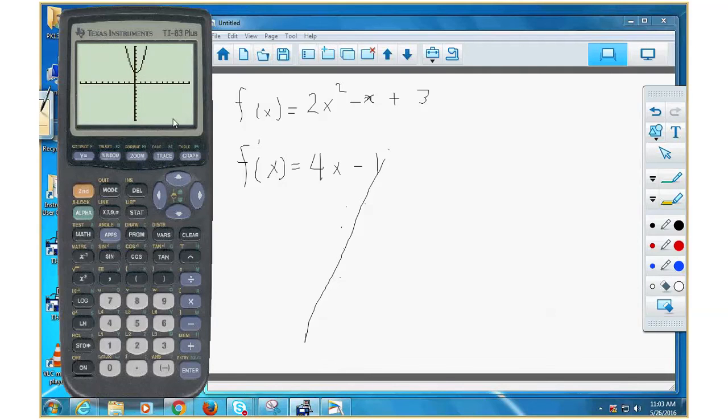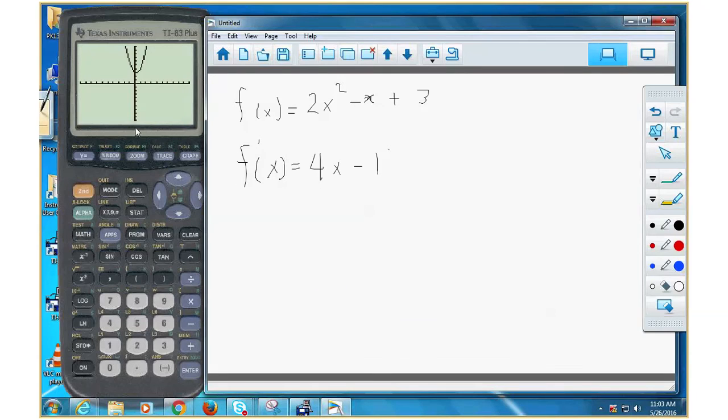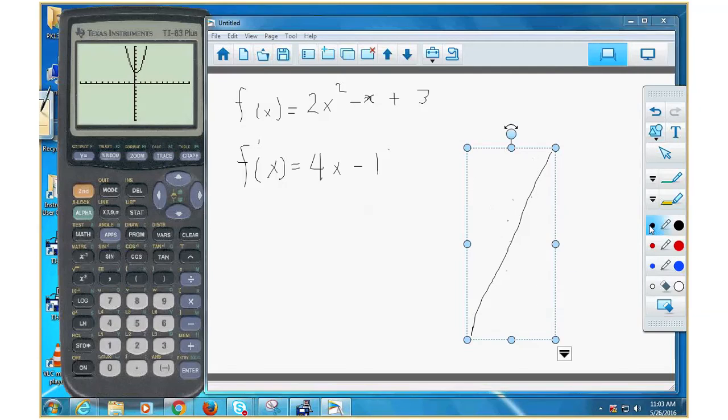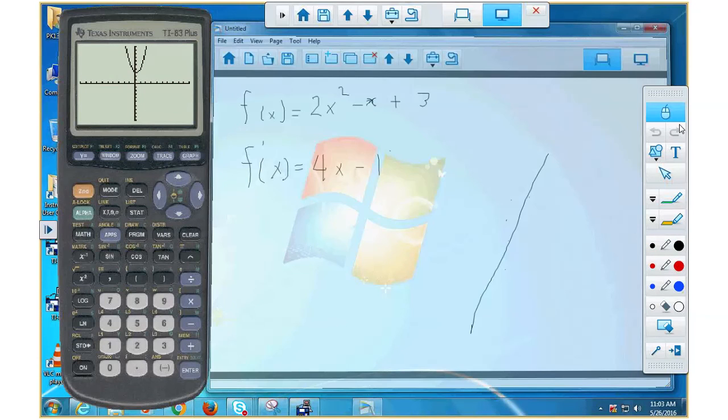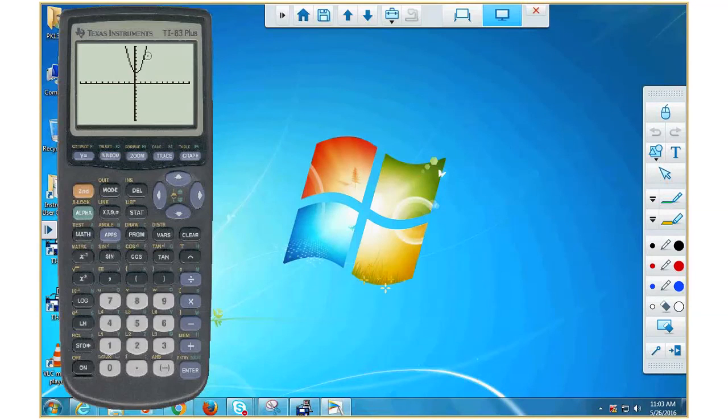Now, if I wanted to take my handy-dandy line mover and put that, well, I can't do that either. Anyway, this sucks. I have to do transparency. There we go. And I put my line, let's say right here. And then I move it.